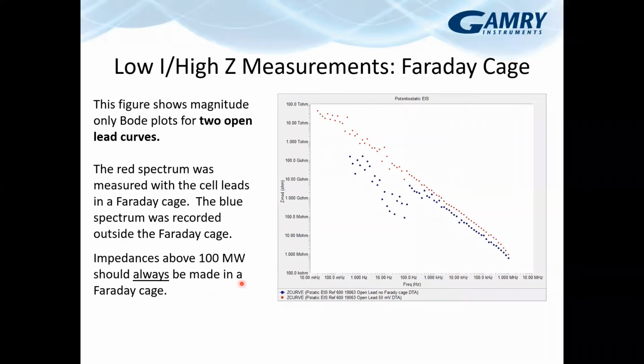And in short, impedances over 100 megaohms (I didn't correct that one) should always be measured inside of a Faraday cage. On the current side of things, if you're less than a microamp, you should probably be in a Faraday cage. If you're down into single digit nanoamps and lower, you should definitely be in a Faraday cage. And in some environments that are particularly noisy, if there's a lot of pumps going on, you may need to be in a Faraday cage even in the microamp regions. So it is an environmental effect. So where you need to switch over to using a Faraday cage will change from lab to lab.